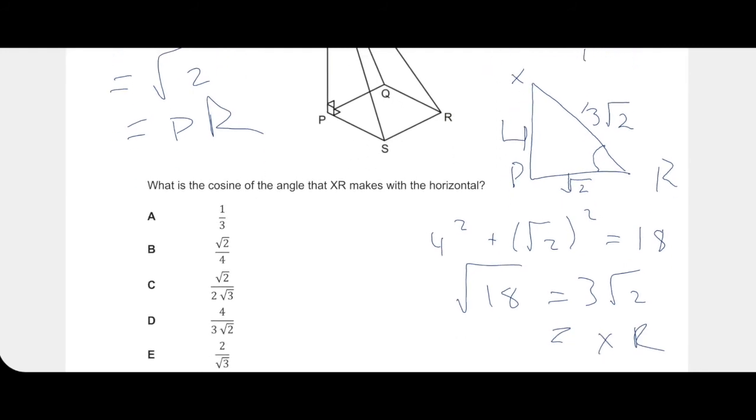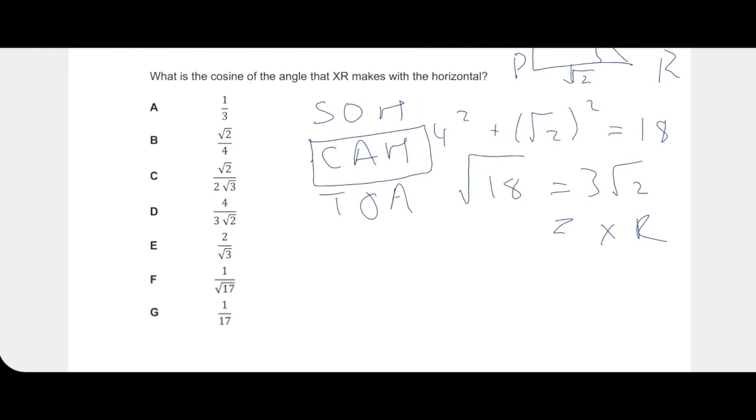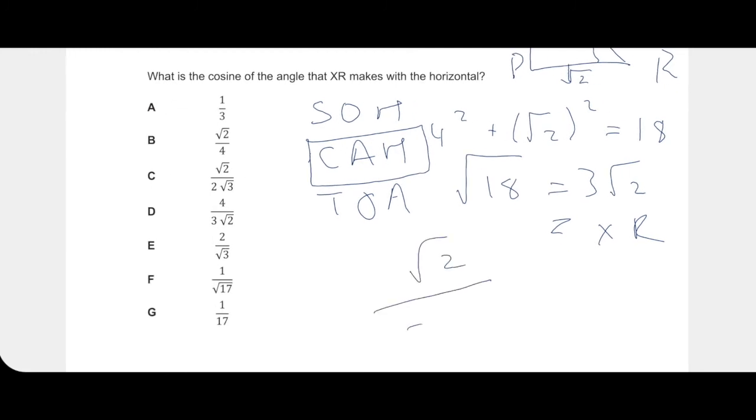So, using this information, we can use SOHCAHTOA to work out the answer for this question. We are going to use the CAH of SOHCAHTOA, which states that cosine is equal to the adjacent over the hypotenuse. So let's do exactly that. The adjacent over here is root 2, and the hypotenuse is 3 root 2. So root 2 over 3 root 2 is equal to 1/3. And therefore the answer to this question is A. And that is question number 20 completed.